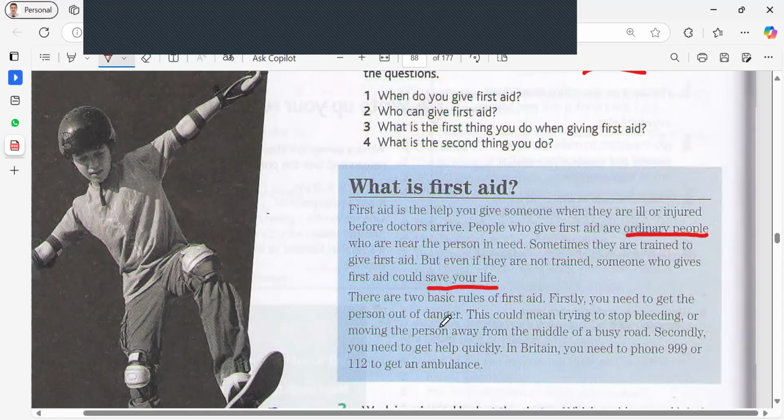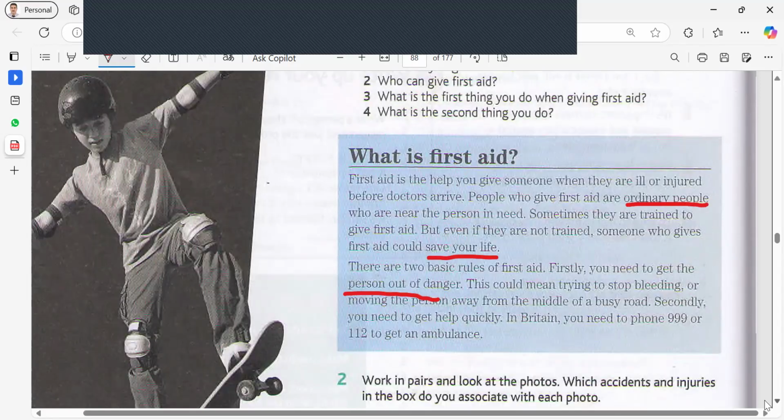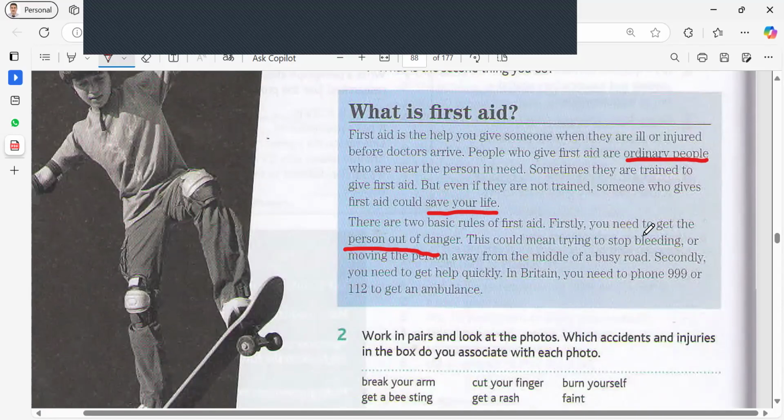Number one is... what is the first rule of first aid? Yes, Ibrahim, I can hear you. So what is the first rule? Get the person out of danger. Exactly. Get the person out of danger.